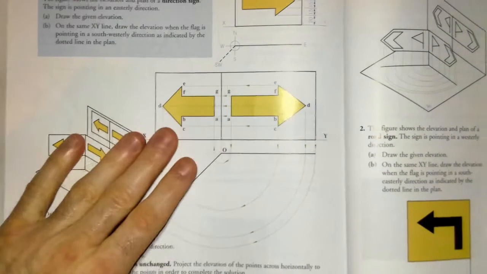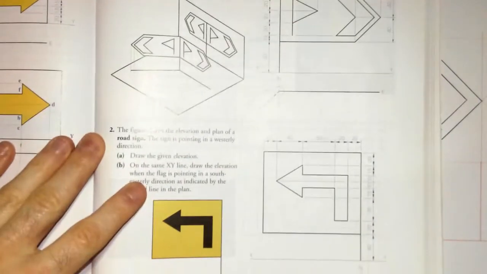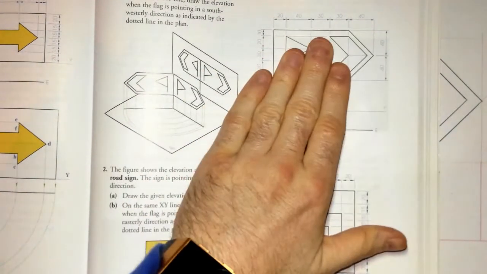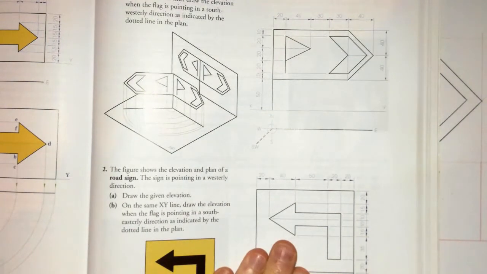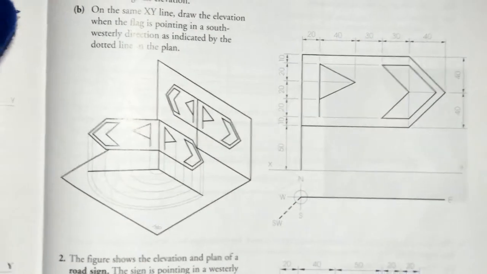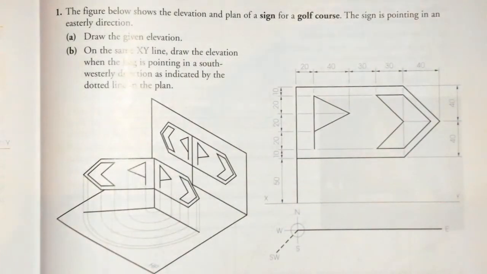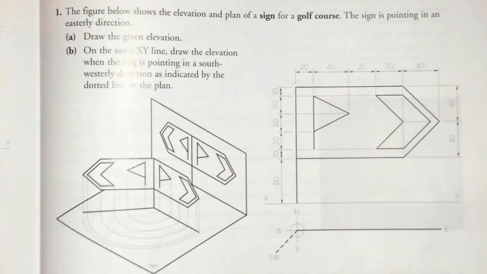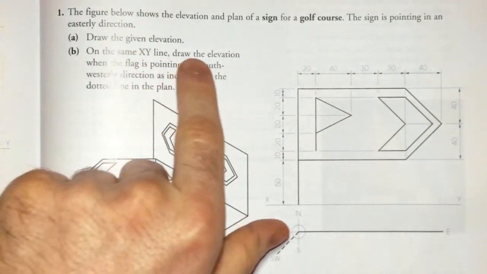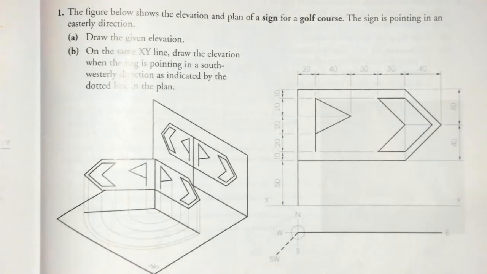So this is the first question we're doing today. We'll be doing two questions in this video, starting with this one and doing this one here afterwards. Just starting with this one, it says the figure below shows the elevation and plan of a sign for a golf course. The sign is pointing in an easterly direction once again. Draw the given elevation, and then on the same XY line draw the elevation when the flag is pointing in a southwesterly direction as indicated by the dotted line.